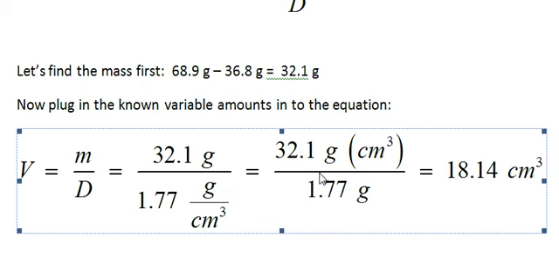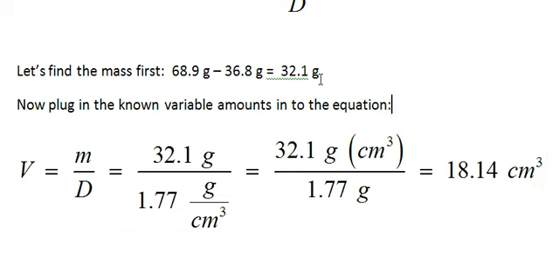Once you've got your units in the correct place, type it in on your calculator, and hopefully you get the right number. Now, if you need to check something real quick, you can always take the mass divided by the volume you just calculated, and hopefully it'll give you the 1.77.